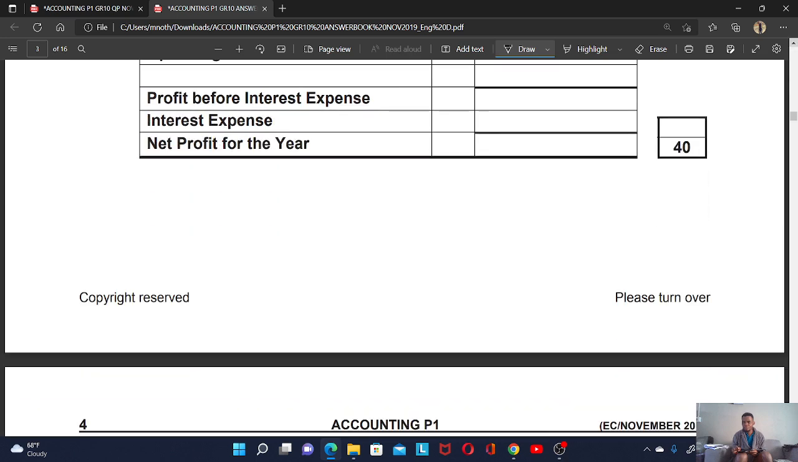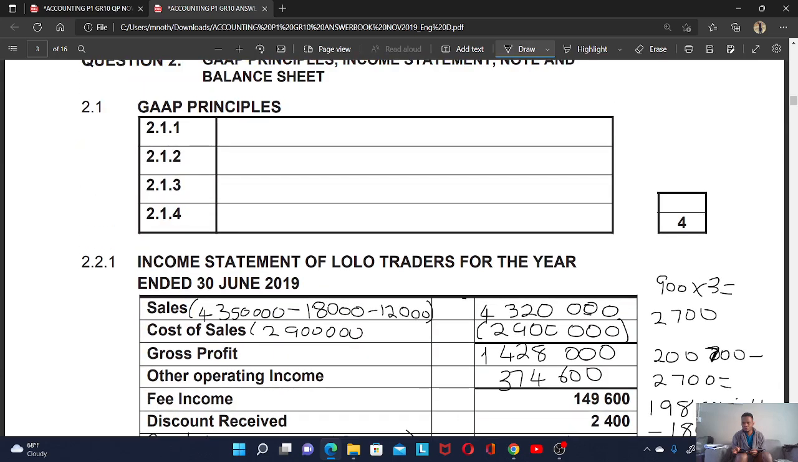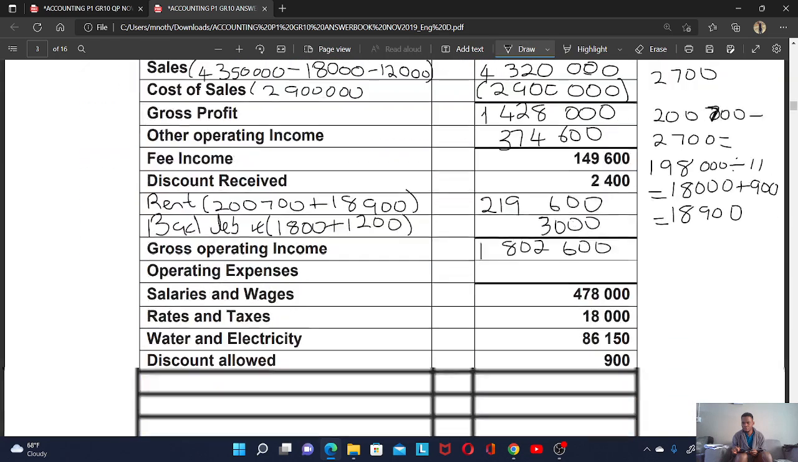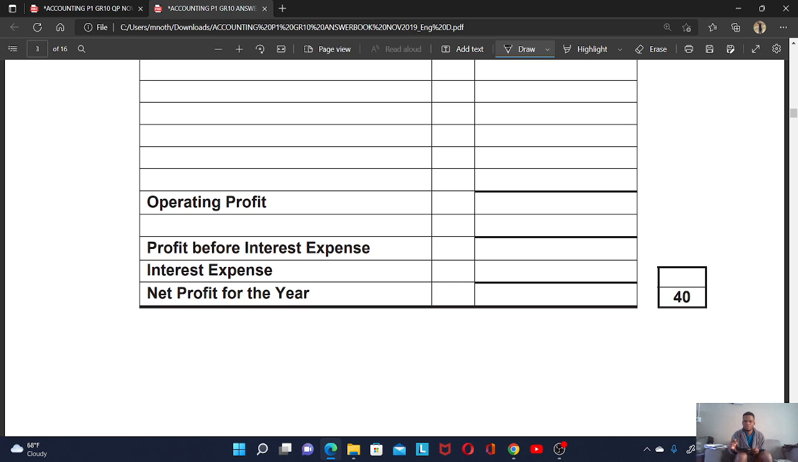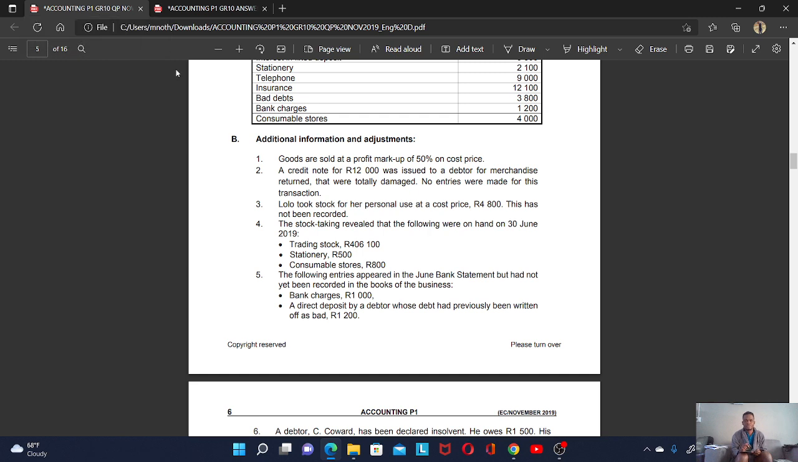Let's go to the expenses. What are your expenses here? Just repeating expenses. Okay, we already have the salaries and wages, rates, taxes, and discount allowed. Let's just go straight to adjustment and find anything that is affecting your expenses.